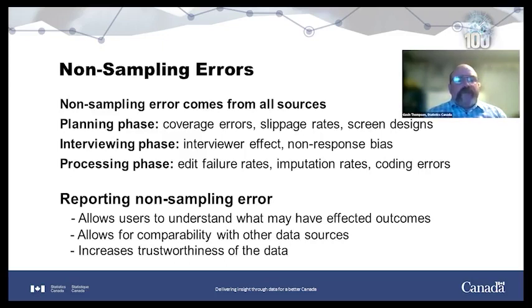Now, for reporting of non-sampling error, it allows the users to understand what may have affected the outcome. So if you have a big error that's happened, it's good to report it so they can say, okay, they're telling me that this thing has happened. And I can now absorb that as a user of the data and say, okay, that's a small error, it's not going to bother me, or that's a big enough error that I'm really going to be concerned about the data they're producing.